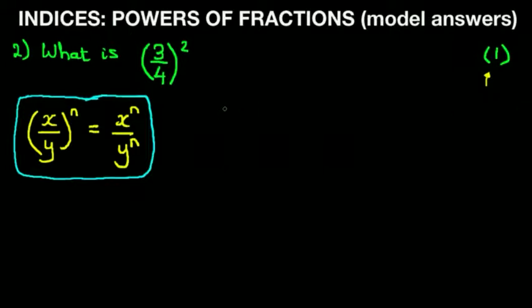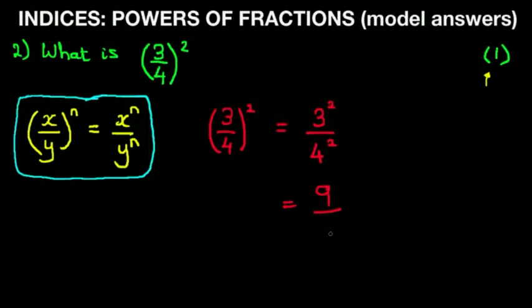So 3/4 to the power of 2, and we're using our formula, 3 to the power of 2 over 4 to the power of 2. We can now work this out. 3 to the power of 2, meaning 3 squared, is 9. 3 times 3 is 9. 4 to the power of 2 is 16. 4 squared is 16. And that is our answer. 3/4 to the power of 2 is 9/16.